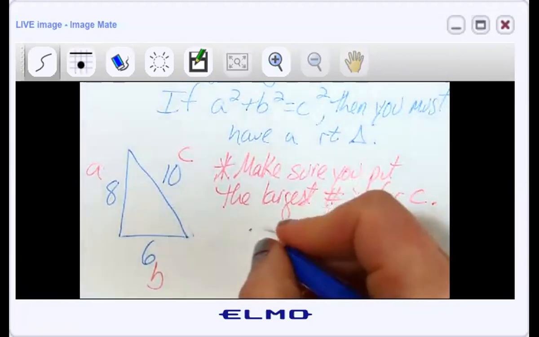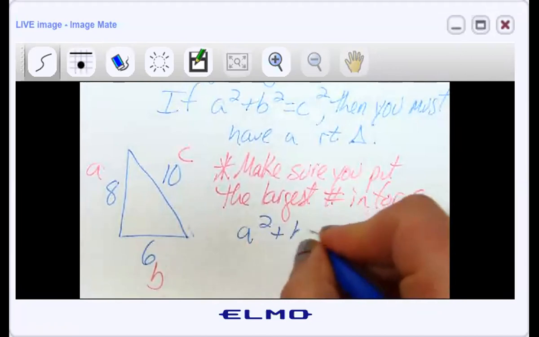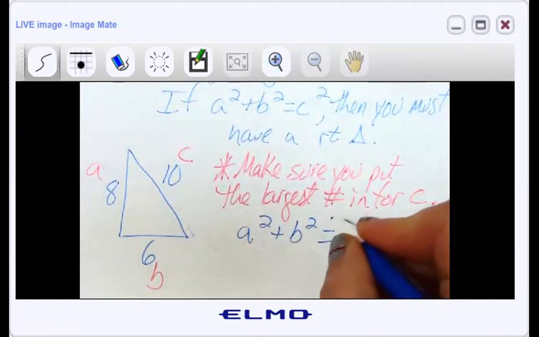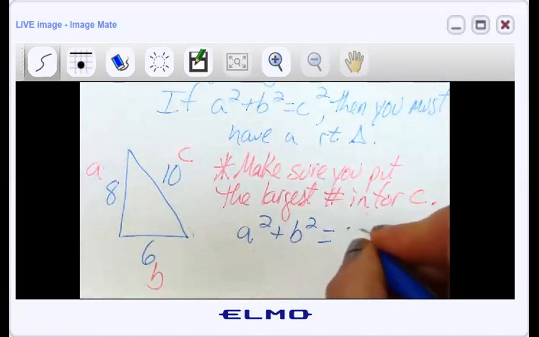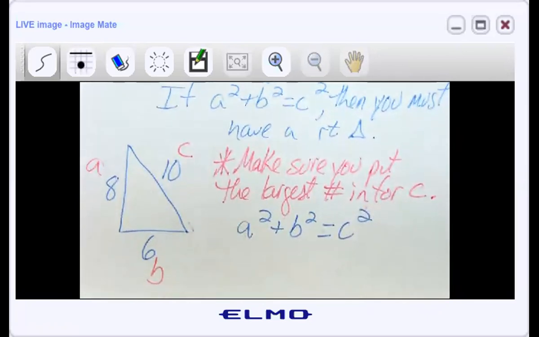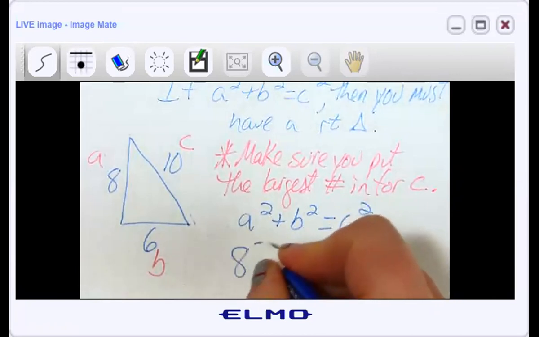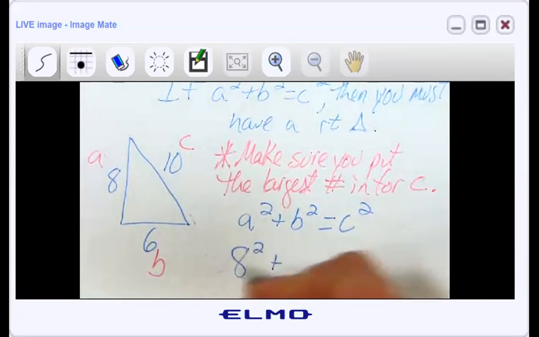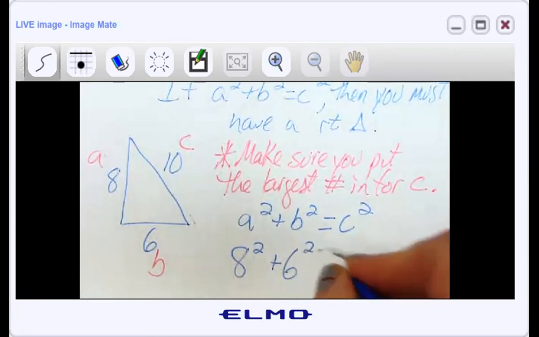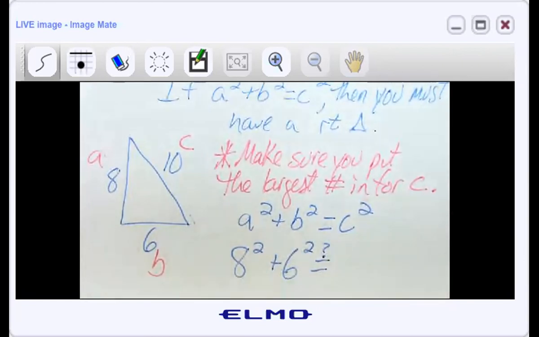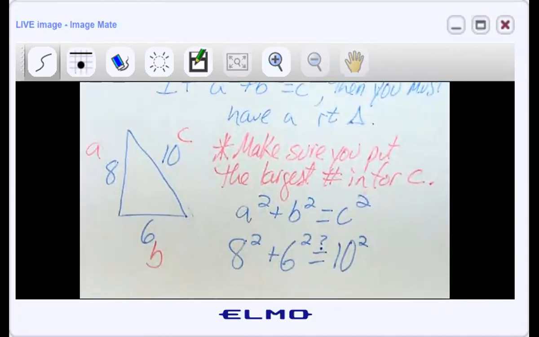So now I'm just going to take a squared plus b squared, and I'm actually going to put a little, oh, no, I'll do that in the next step. I like to do this when I plug in all my numbers. A, I'm calling 8. So I do 8 squared plus b is 6, so 6 squared. And right here, I like to put a question mark over the equal sign because I don't know if it's equal yet. I'm trying to find out if it is. So let's see, C is 10. So I'm just checking if this actually works.